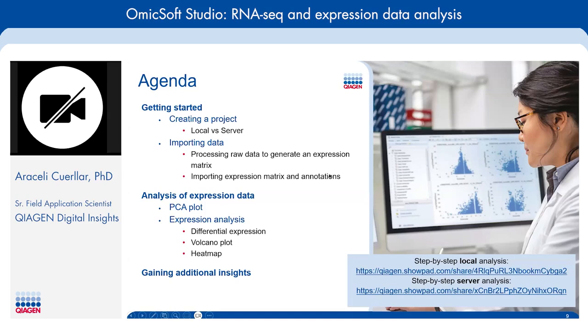We'll then perform some statistical analysis and take a look at some visual outputs such as PCA plots, volcano plots, and heat maps generated from your input data. And then lastly, we'll look at how you can gain additional insights. Here I'll highlight how you can import your results from your statistical analysis into QIAGEN's Ingenuity Pathway Analysis for biological interpretation, and how you can leverage the analyzed public data that's available through the OmicSoft Lands platform to compare what is biologically similar or dissimilar to the findings in your own data set.